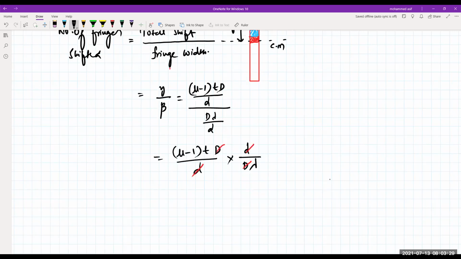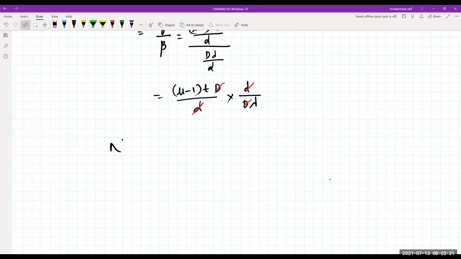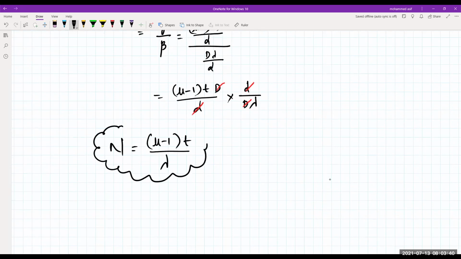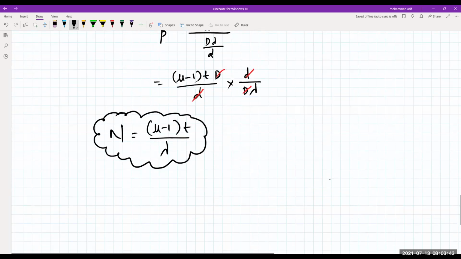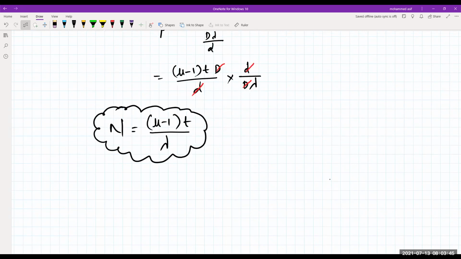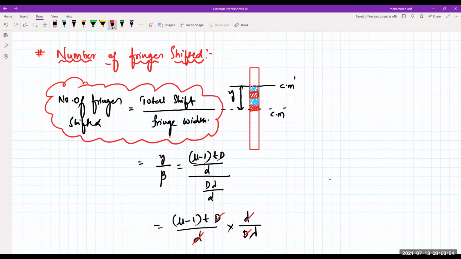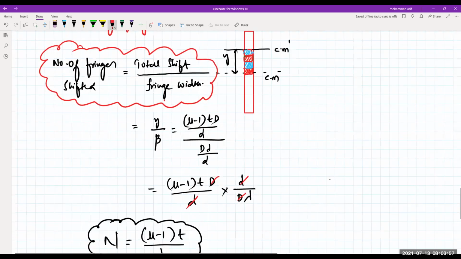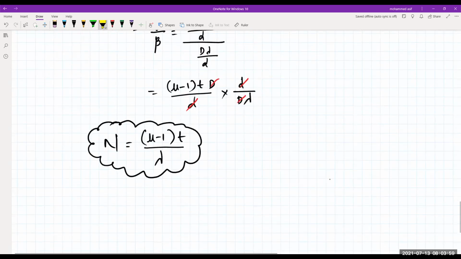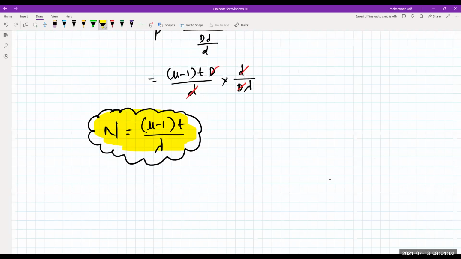So the number of fringes shifted will be equal to how much? That is, n will be equal to mu minus 1 into thickness t divided by lambda. So this is your general formula. Number of fringes shifted is n equals mu minus 1 into t divided by lambda. And how do you calculate the number of fringes? Number of fringes shifted will be equal to total shift divided by fringe width. So this direct formula you can use to calculate the numericals. Clear for everyone?